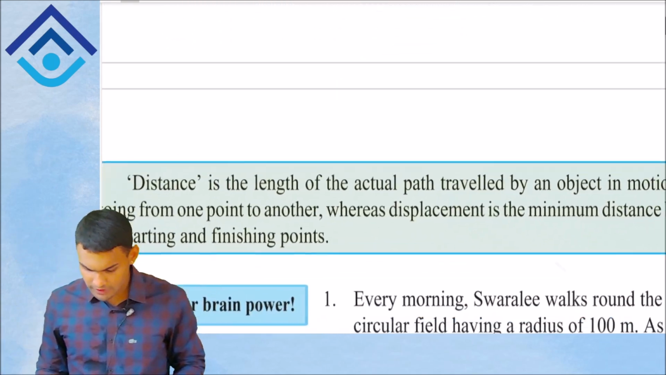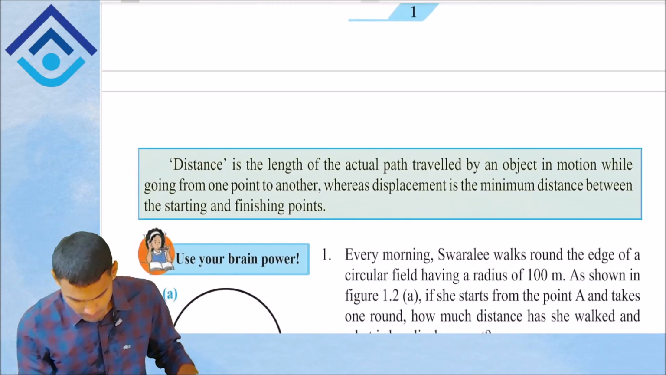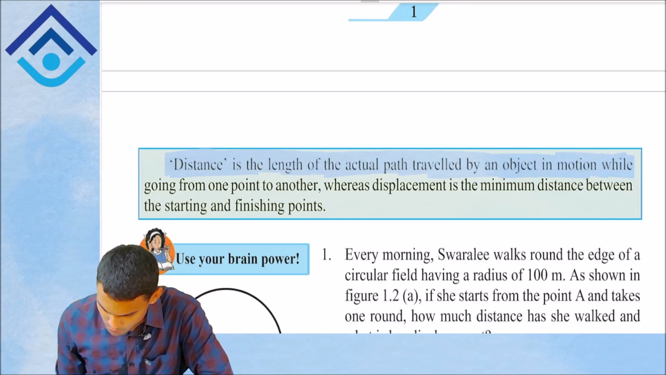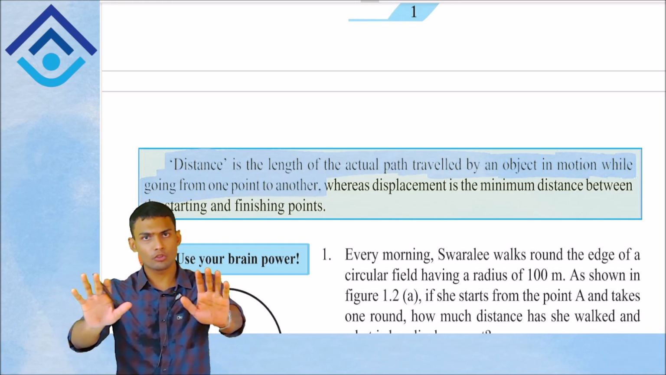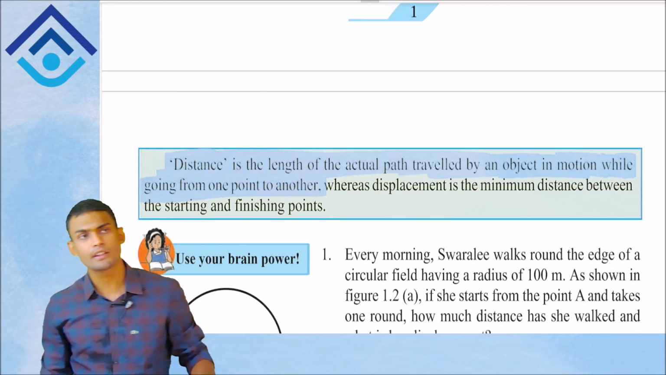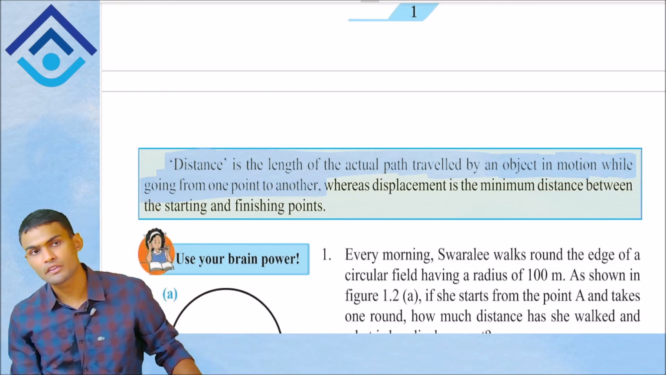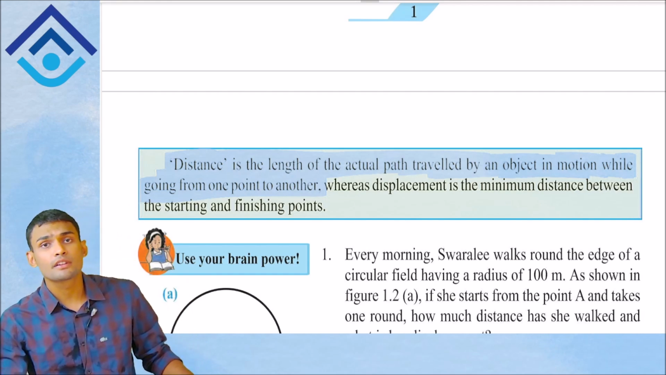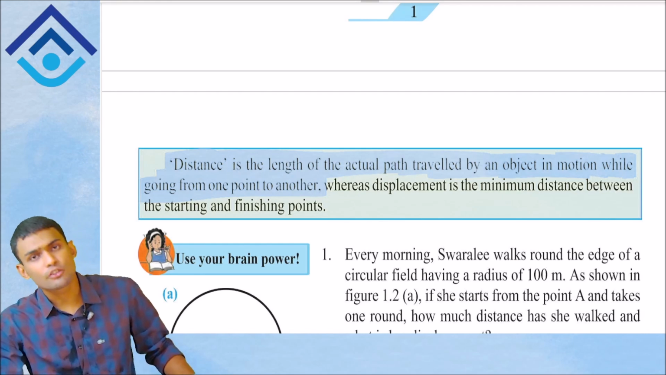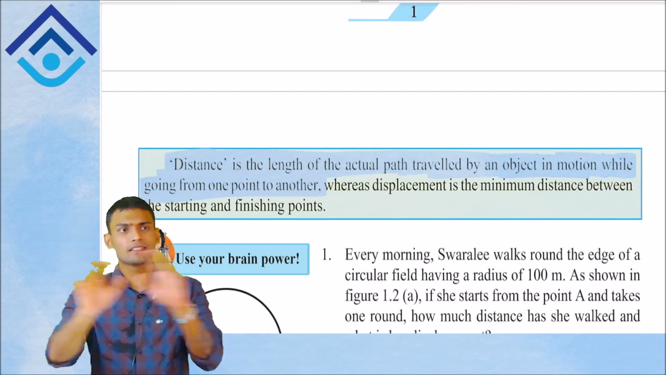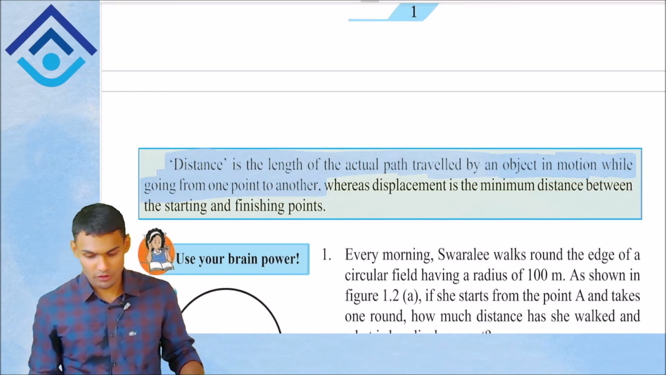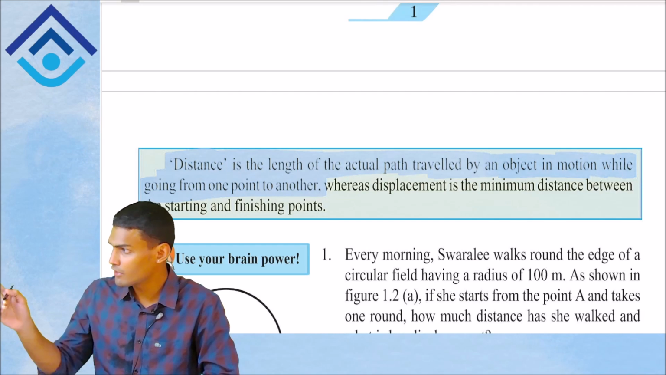What is the difference? This brings us to the definition. We're going to mark this. It's very important. Distance is the length of the actual path traveled by an object in motion while going from one point to another. So it is the actual path traveled. I have written that it is the magnitude, but that does not mean that is the proper definition. You have to stick to the definition given in your textbook. I repeat it once again: please stick to the definition given in your textbook. It's the length of the actual path. You measure the actual path you have taken. It doesn't matter where you go, left, right, forward, behind. What matters is the actual path that you have taken.